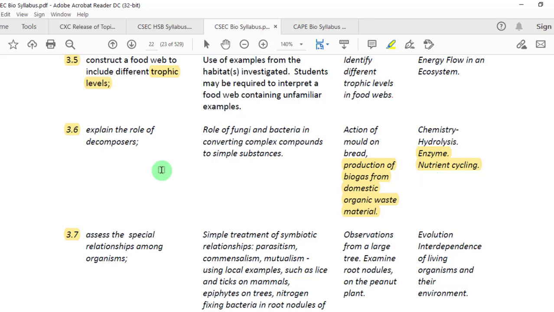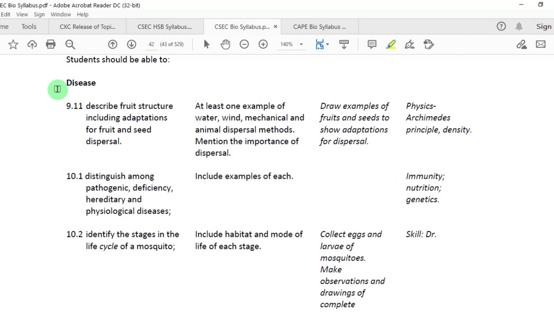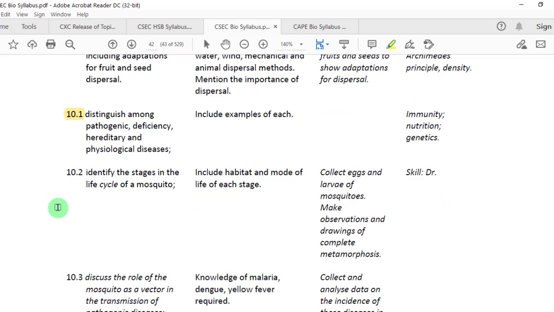So let's jump to topic number 6, which is treatment and control of diseases. Right, so here we are, disease. Okay, don't worry about 9.11. Remember, we are looking at the subsections by the number. So the general objective 10 would refer to disease. So we are counting from 10.1, 10.2, etc. Everything under subsection 10 would fall under treatment and control of disease. So that's what we're studying, yeah?